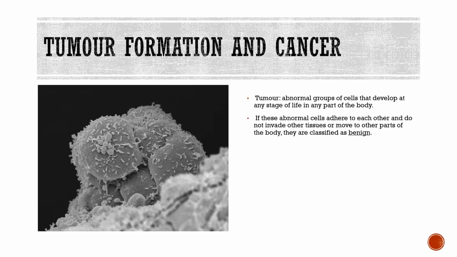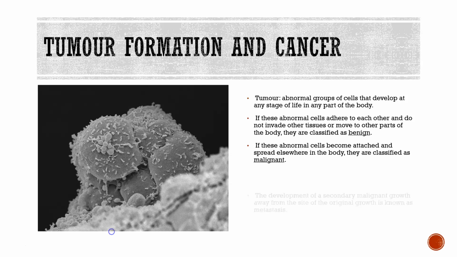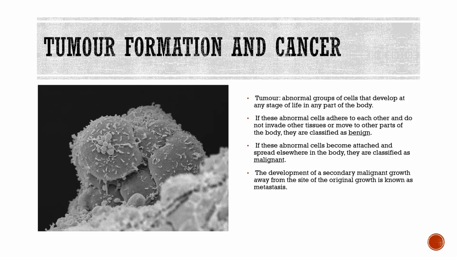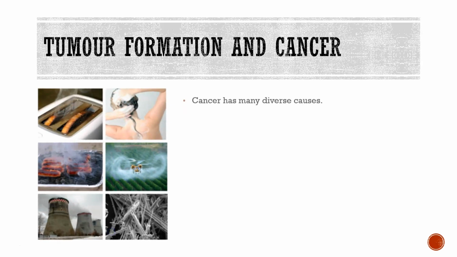If these abnormal cells adhere to each other and do not invade other tissues or move to other parts of the body, then they're classified as benign. However, if those cells start to attach and spread elsewhere, they're classified as malignant. Now, in your lung cancers, we'll see shortly, they can start off as one nodule, but then move as the different stages move on. The development of a secondary malignant growth away from the site of the original growth is known as metastasis. So that's what I was just saying. You get your one site and then it moves on to another site, and that's metastasis. Diseases due to malignant tumours are commonly known as cancers.